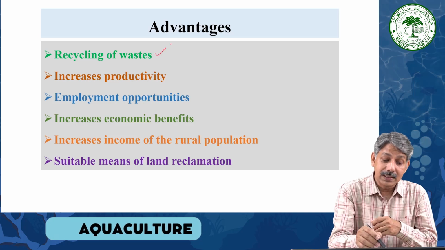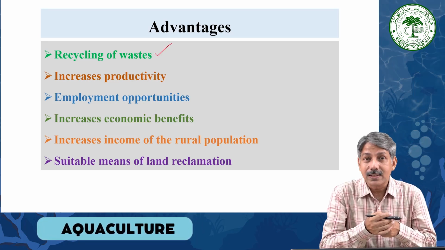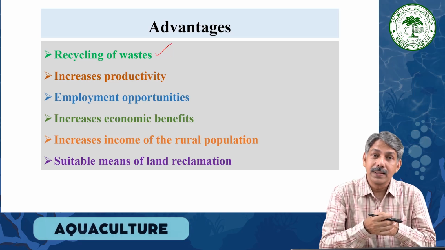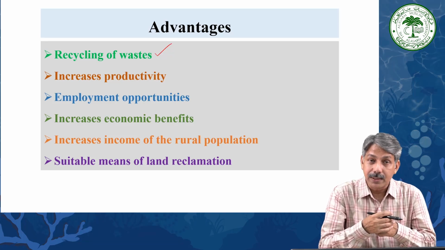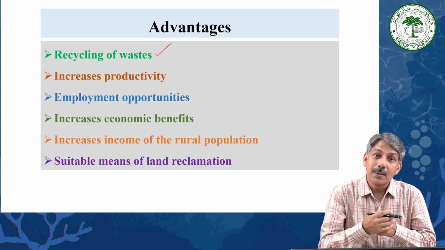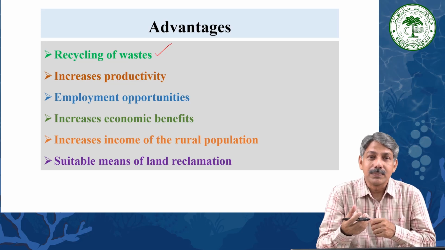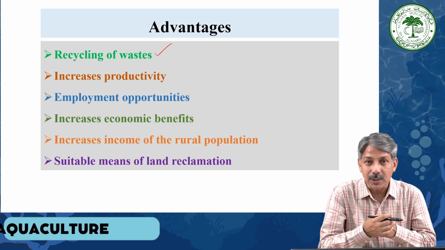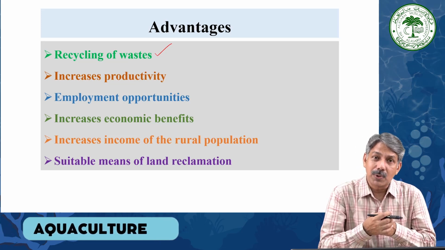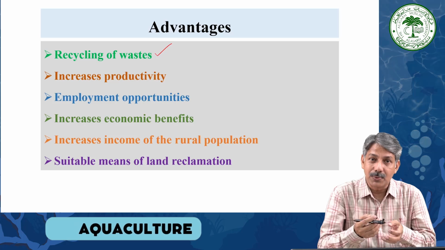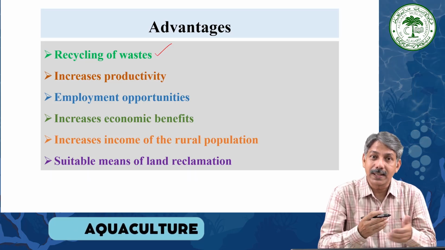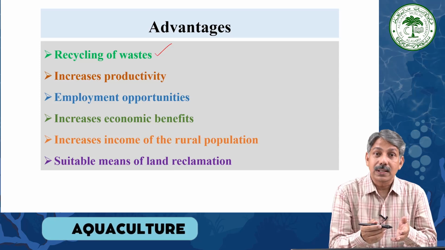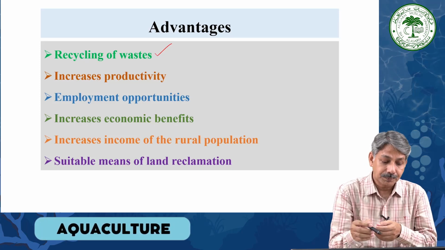As I told you earlier, recycling of wastes. In fact, if you analyze the fecal matter of poultry or ducks, you will find that it is rich in nutrient content. So that fecal matter may be a very good resource for the pond to increase the natural productivity of the pond, so that there is more primary productivity, more phytoplankton are produced, and thereby more zooplankton may also be produced, which is considered an excellent source of fish food.